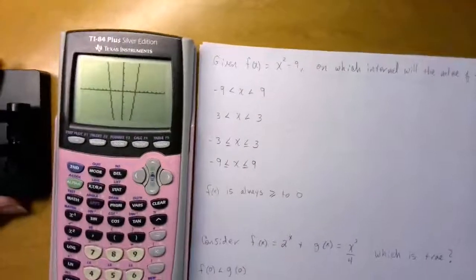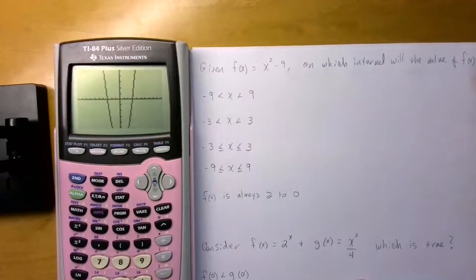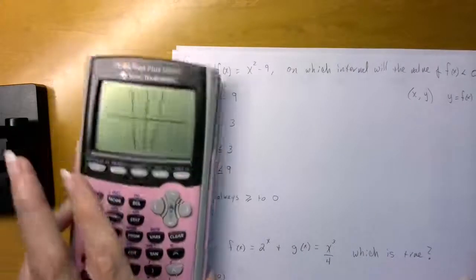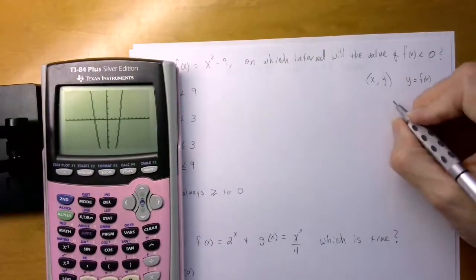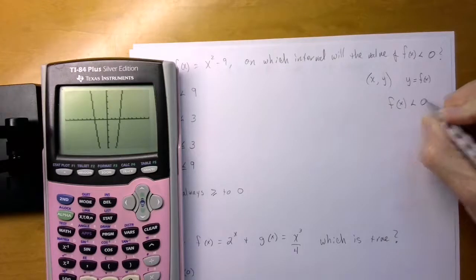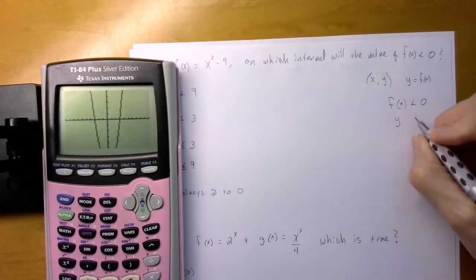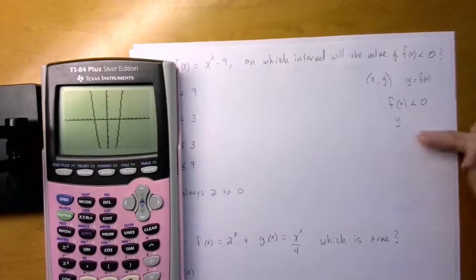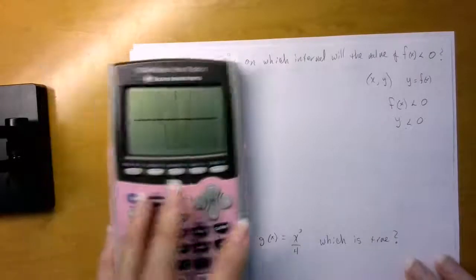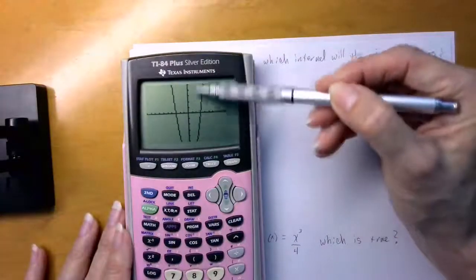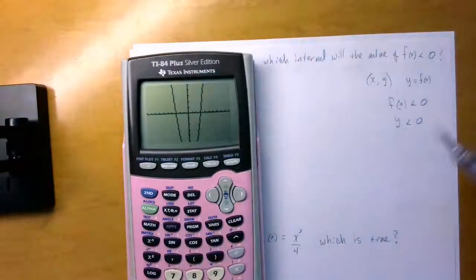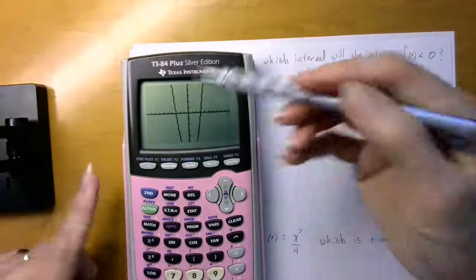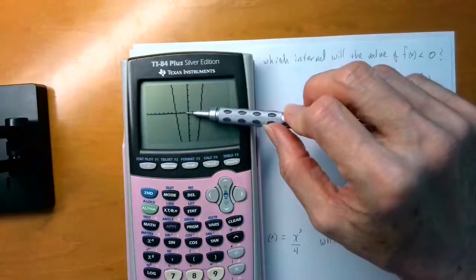But an ordered pair is usually x comma y. But remember, y equals f of x. So we're replacing the y coordinate with f of x. If they want to know where f of x is less than 0, we want to know where the y values of all the ordered pairs are less than 0. The y-axis is the vertical, the x-axis is the horizontal. So if I want to know where f of x is less than 0, it's going to be all of these values below the x-axis.